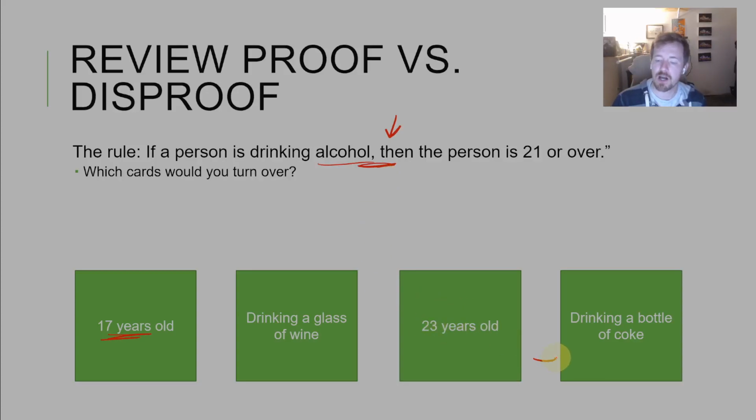But if I look at these other ones, if it's 23 years old and I turn this over and that person is drinking alcohol, then what does that mean? It doesn't necessarily mean anything. If it says that person's drinking Coke, it doesn't mean anything for this, because what we're saying is that if someone is drinking alcohol, then this has to be the case.